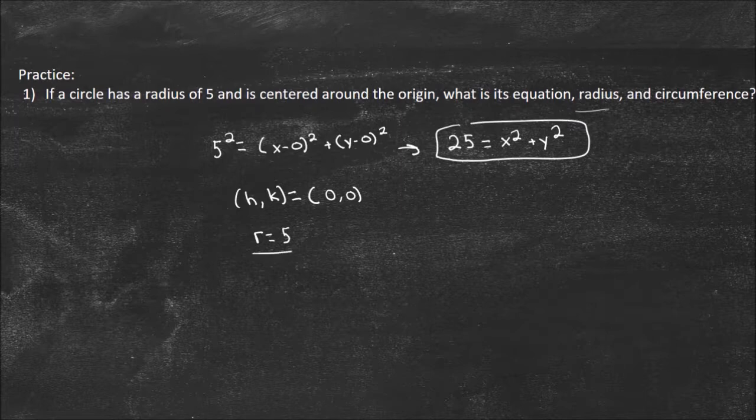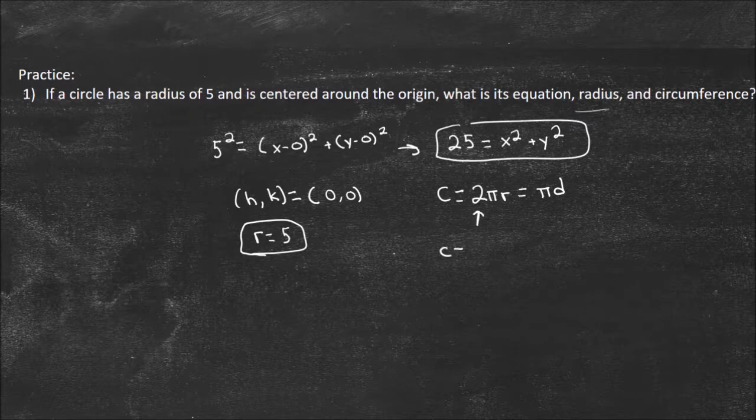The radius is 5, so we already answered that question. Then it also asks what is the circumference, so we have to think of that formula. I remember that circumference equals 2 pi r, which is the same as pi d. In this case, I'm given the radius, so it's easier to just use the 2 pi r formula here. And so C equals 2 times 5, which is 10 pi. So that is the length around my circle, and that is the equation of my circle up here. Hopefully that makes sense, and now let's move on to the next one.